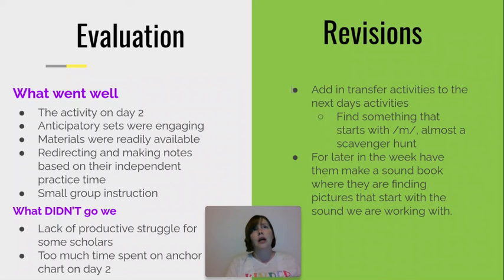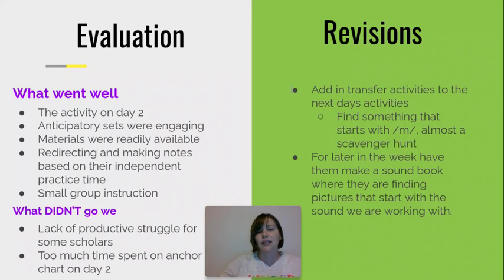What didn't go well? The lack of productive struggle. Some students just get frustrated and they tap out and don't want to go on, and they ask their peers too much, or they just give up and put their head down and they're done. Also on day 2, we make that anchor chart, and it's real easy to go too long. I've got to set a timer to keep everybody focused and on task on that one.